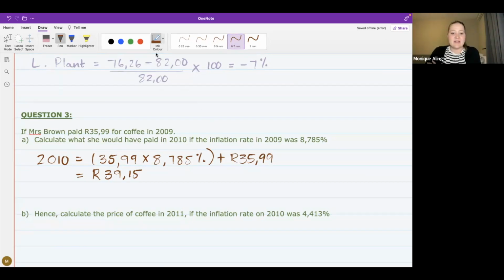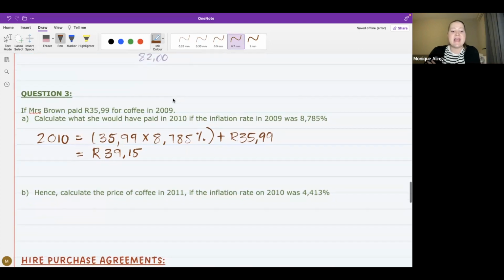Well done. So keeping this in mind, it says, hence, calculate the price of coffee in 2011 if the inflation rate in 2010 was 4,413%. So this should bring back some memories of compound interest. We are now working out the price of coffee a year later. So how are we going to work this out? Or if you guys would like to try, quickly see what answer you get.